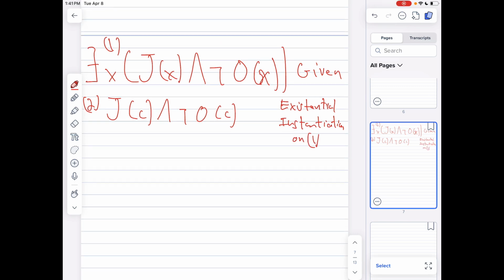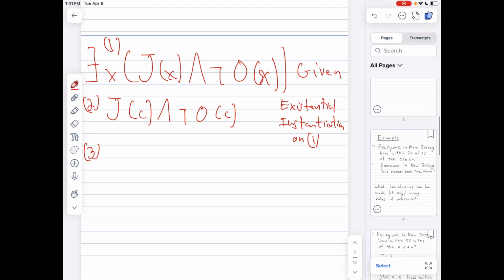So we have that statement. What else can we say here? Well, J of c and not O of c is a true statement. When you have an and statement that's true, both J of c and not O of c have to be true. And that's actually a rule of inference.